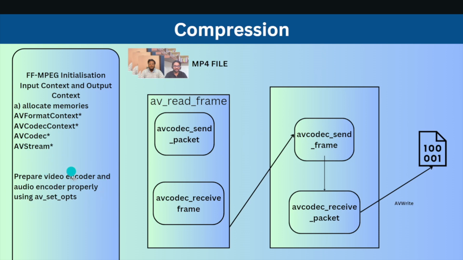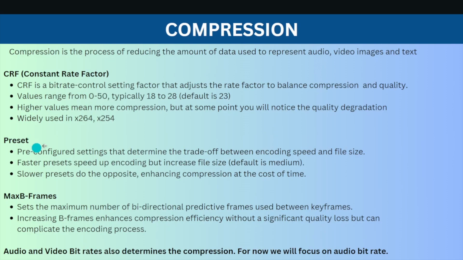After initializing, we need to set up the video encoder and audio encoder properly using this particular API called set options. The CRF options and preset values come under this set options, and the bitrate and max B frames we will be using inside the video encoder. So we will see how to set these parameters using FFmpeg APIs, and under which blocks they come.